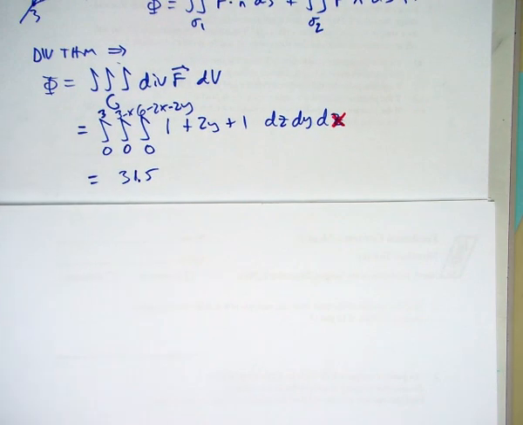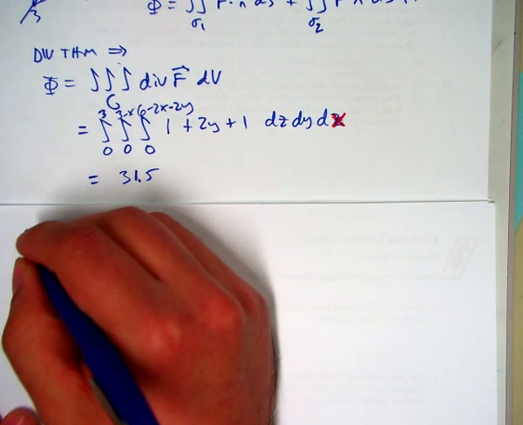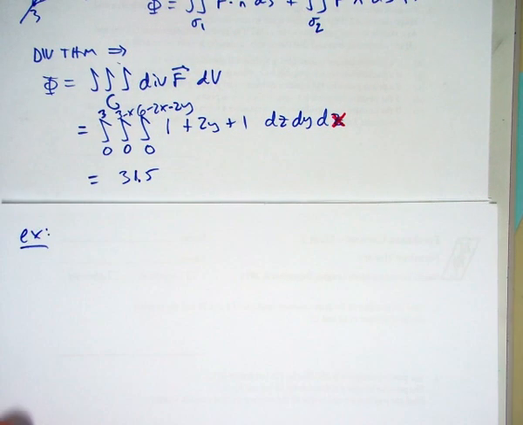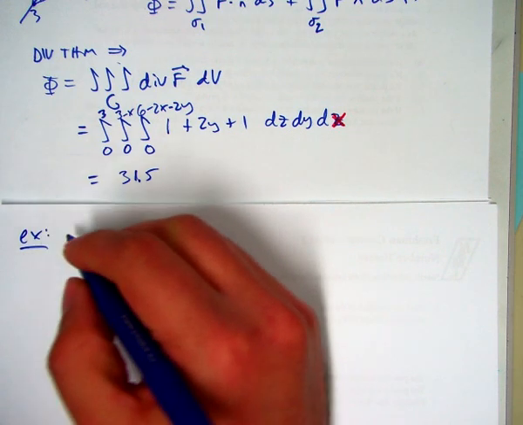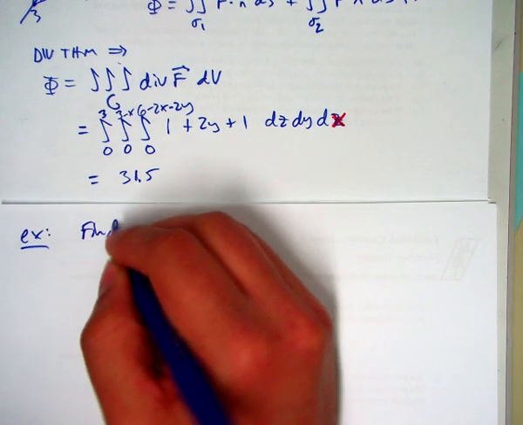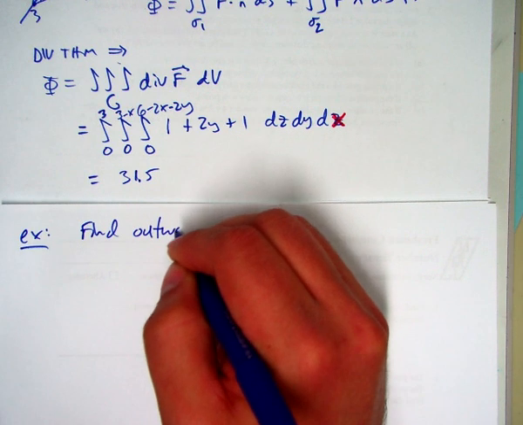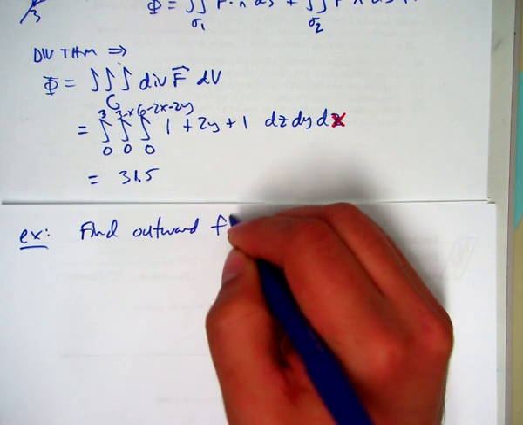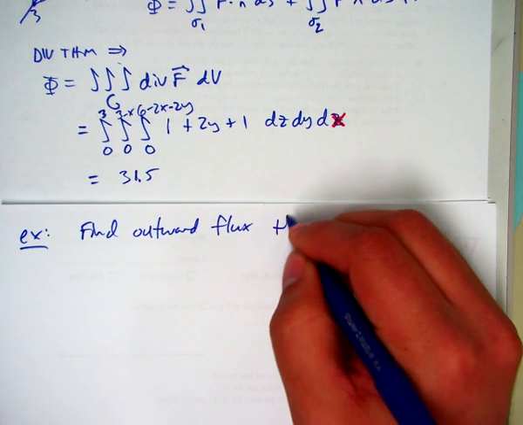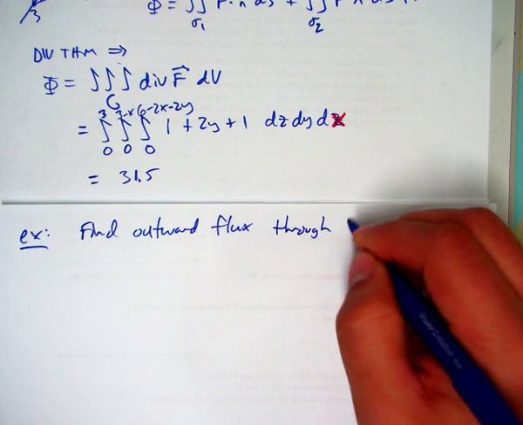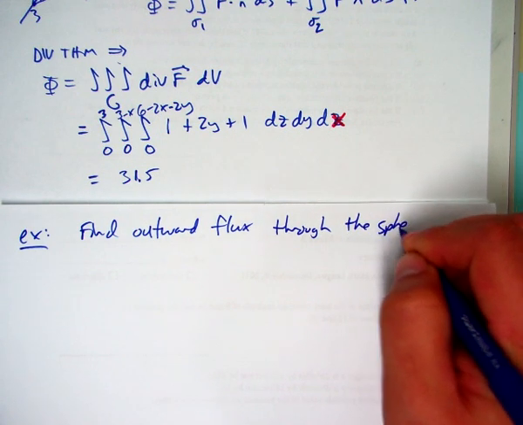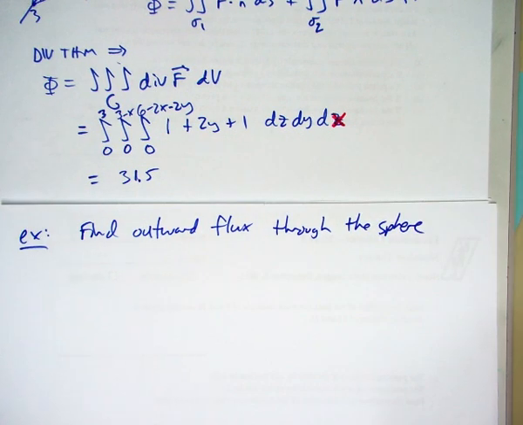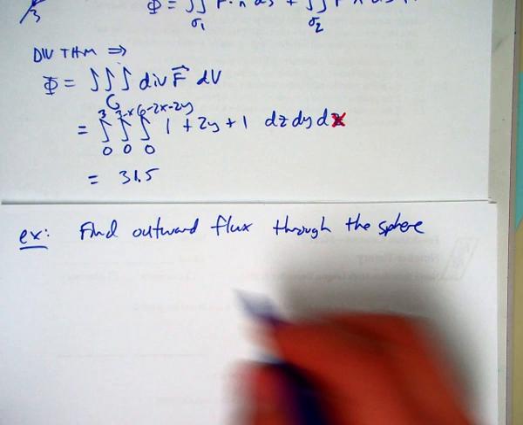Dang it. What was the answer? 31.5. That's not error. Find outward flux. Did you guys get a hint? No. They can get it on the way out. Hold on. They're still working on the other one.